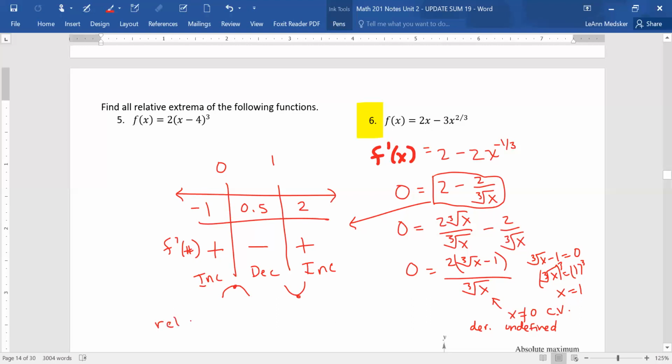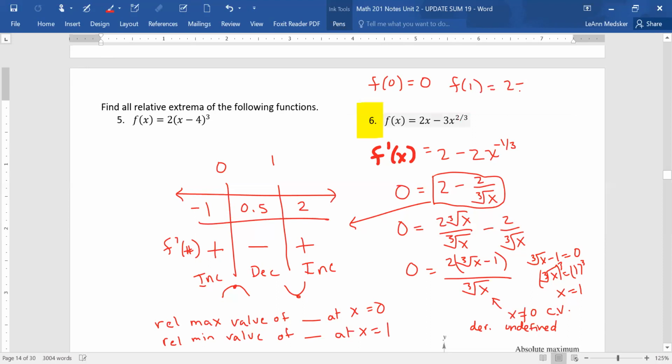So we have a relative max value of blank at x equals 0, because that's the maximum. And we have a relative min value of blank at x equals 1. And remember, to find each of those, you have to plug them into your original equation. So f of 0 is going to be 0. F of 1 will be 2 minus, that's still going to be a 1, so that's going to be minus 3, so that's -1. So this is 0 and this is -1. Those are their y values. So another way of writing these, remember, would be 0, 0, and 1, -1. Okay, so that's those max and minimums.